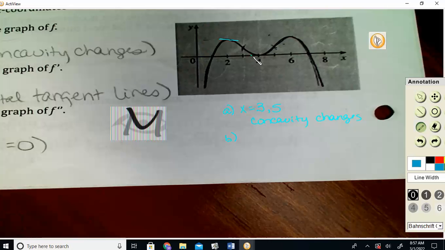2, 4, and 6. Do you guys understand that?